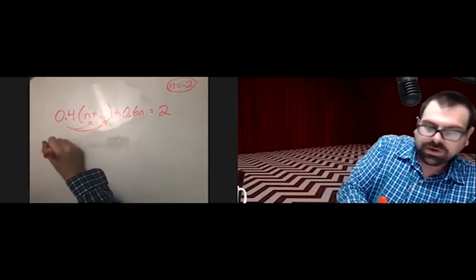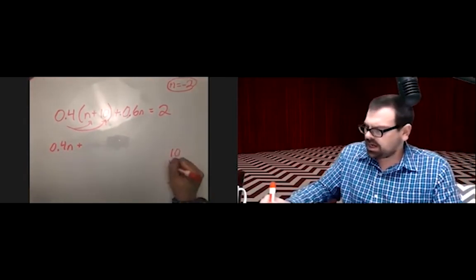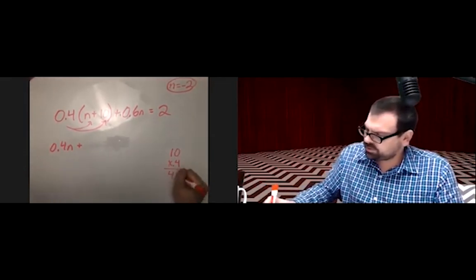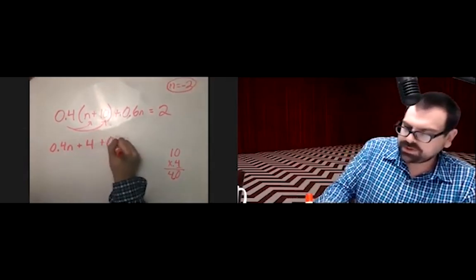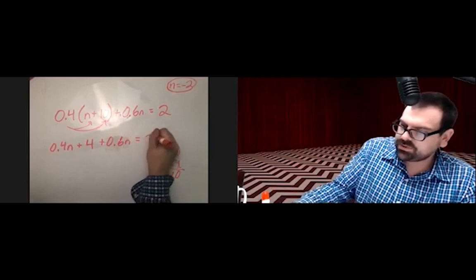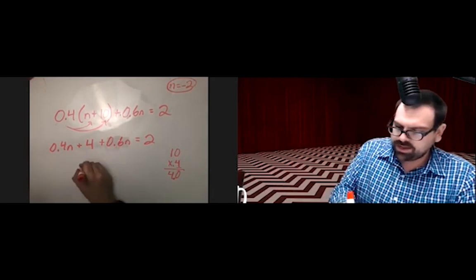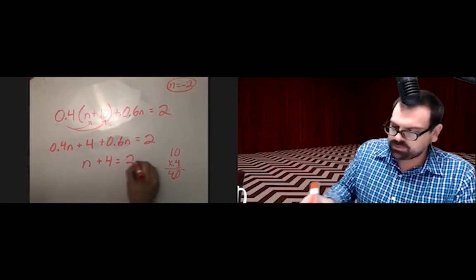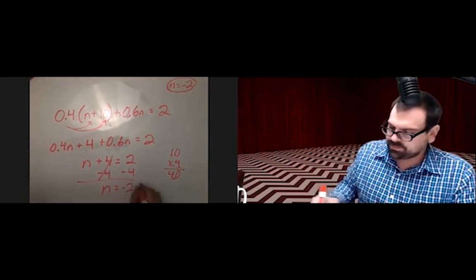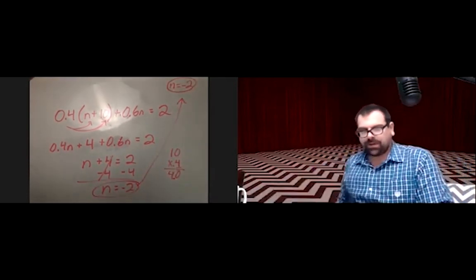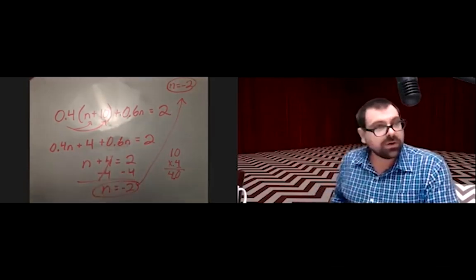Distribute, we would have 0.4 times n plus 10 times 0.4. That's just 4 plus 0.6n equals 2. 0.4n plus 0.6n is 1n, just n, plus 4 equals 2. Subtract 4 from both sides, same answer. N equals negative 2. So this one wasn't so bad because it worked out to adding to a whole number.